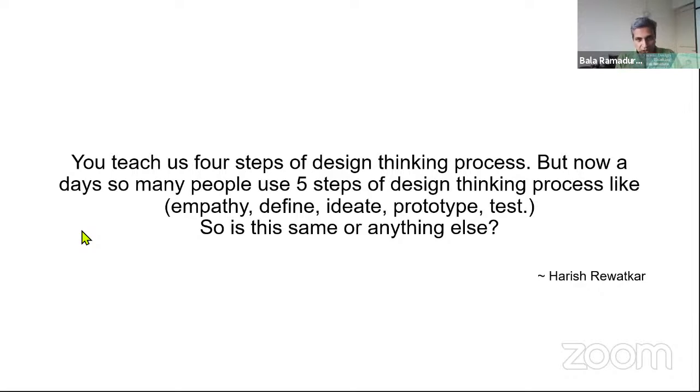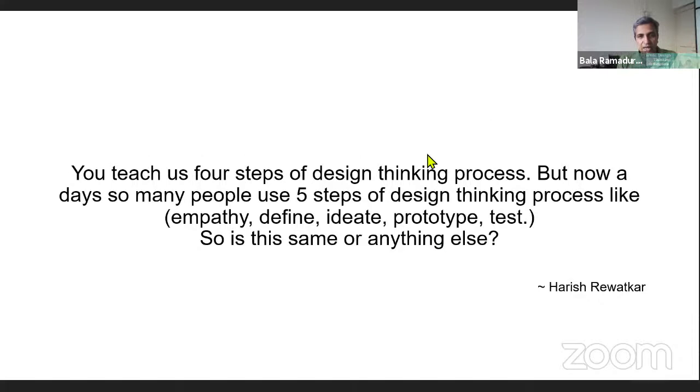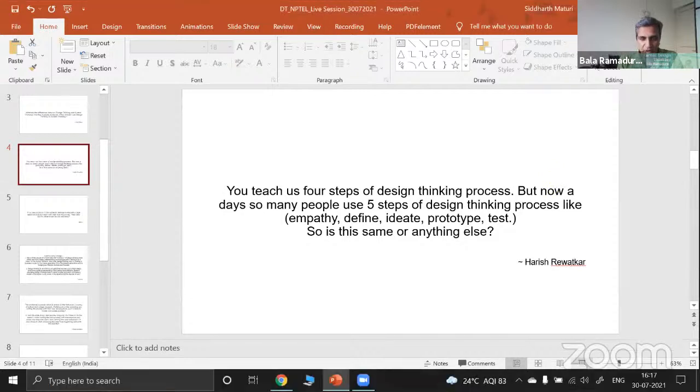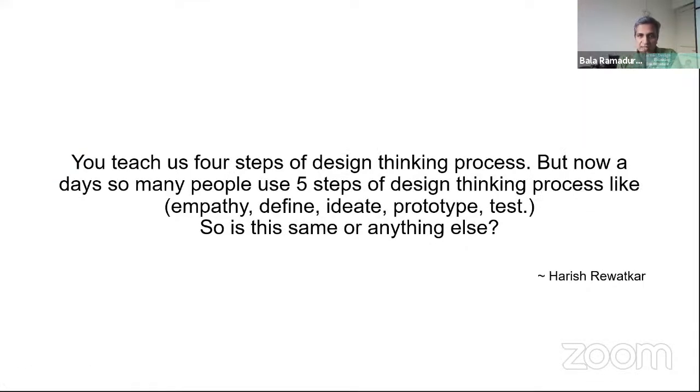Okay, the first three, if you look at it, empathy is what we say empathize, define is what we say analyze, ideate is what we say solve. Okay, so 1, 2 and 3: empathize, analyze and solve. Now the difference, why one is 4-step and the other is 5-step, is in test. We call it test, but in the Stanford IDEO method they call it prototyping, and test is the next part of it. We combined it together to call it test.